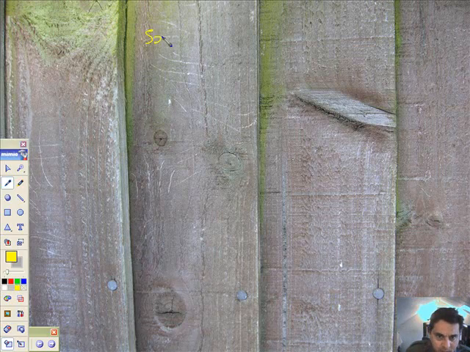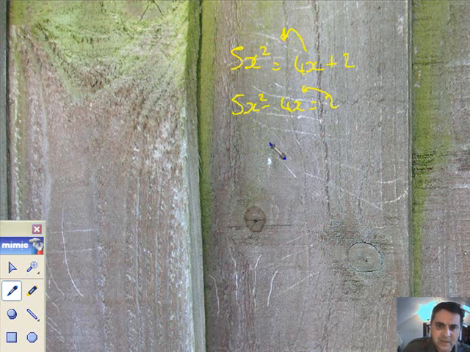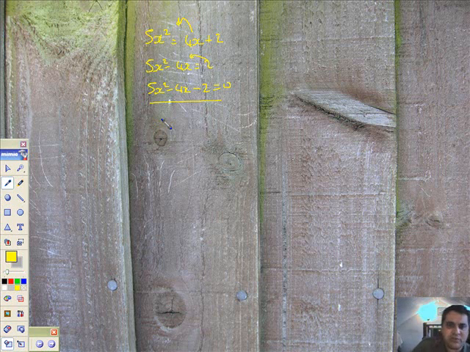It says 5x squared equals 4x plus 2. That's no good. Bring over the 4x, so 5x squared minus 4x equals 2. That's no good. Bring over the 2. 5x squared minus 4x subtract 2 equals 0. Now we can work. Now I won't quote the formula, I'm just going to jump straight in.